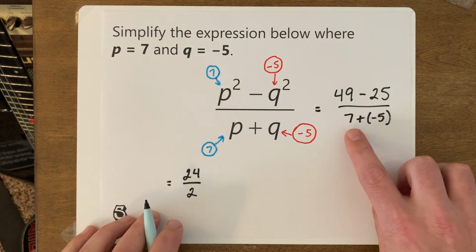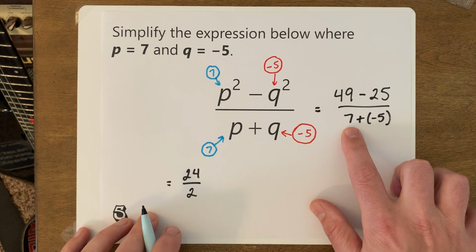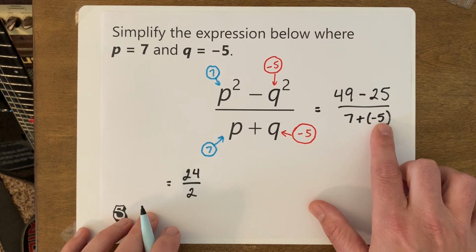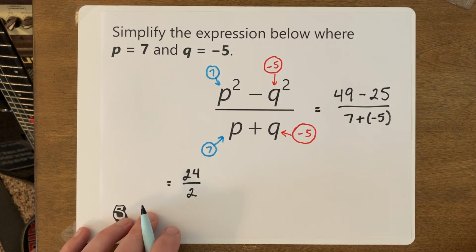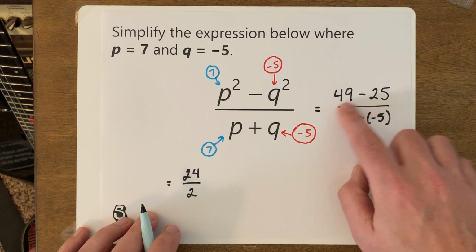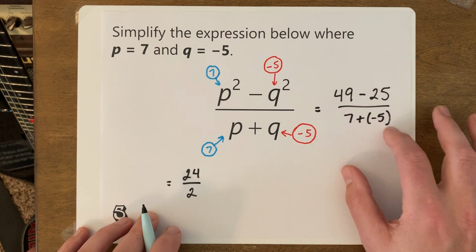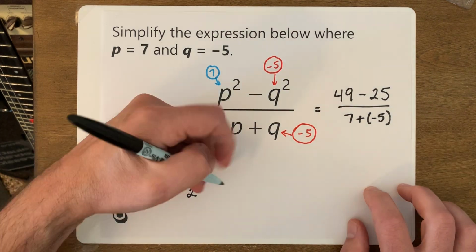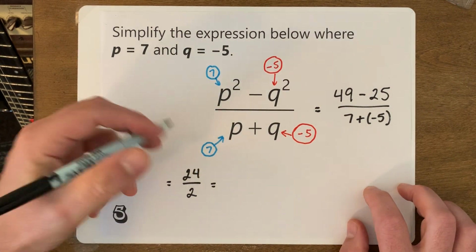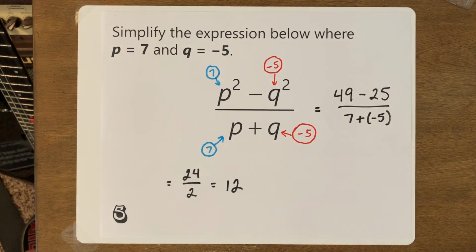And you can think about it this way. If you have a running back that goes 7 yards, but then has to go back 5 yards, he really only gained 2 yards. And so whenever you relate negatives and positives with money or sports or something, that will help you calculate these without having to use a calculator. All right, so here we are down here. 24 divided by 2 is 12. And then that's our final answer for that one.